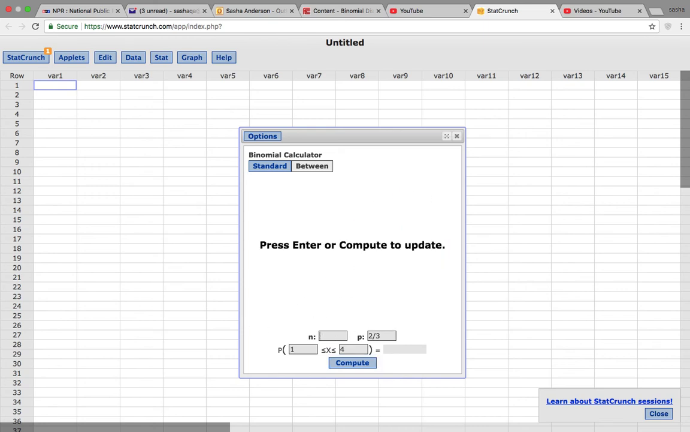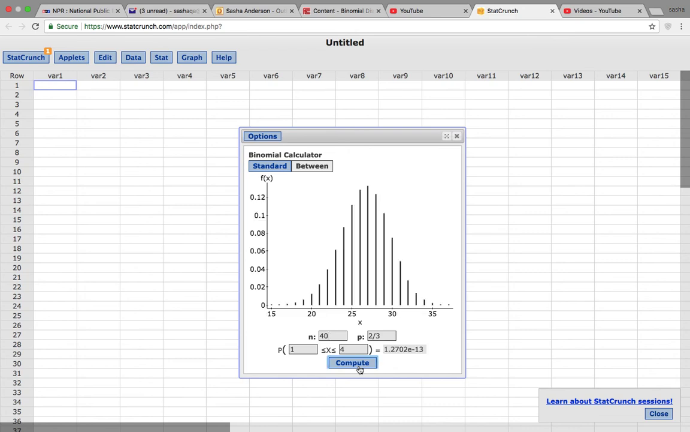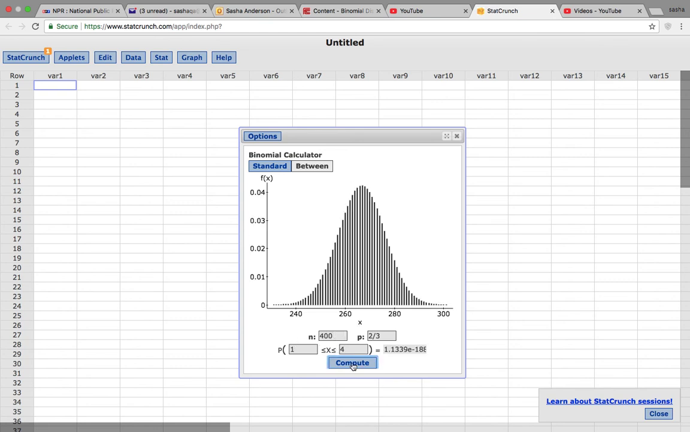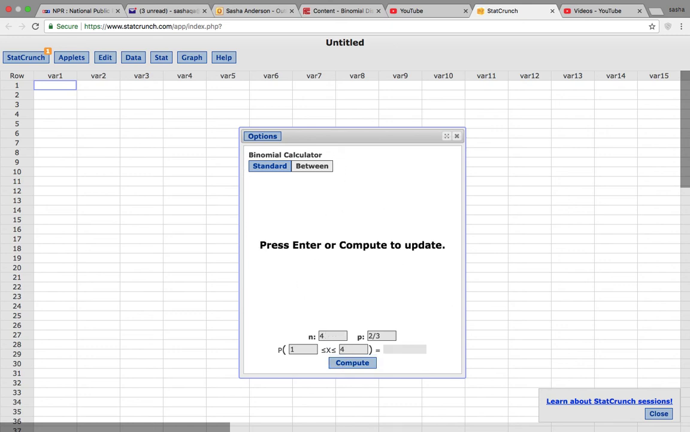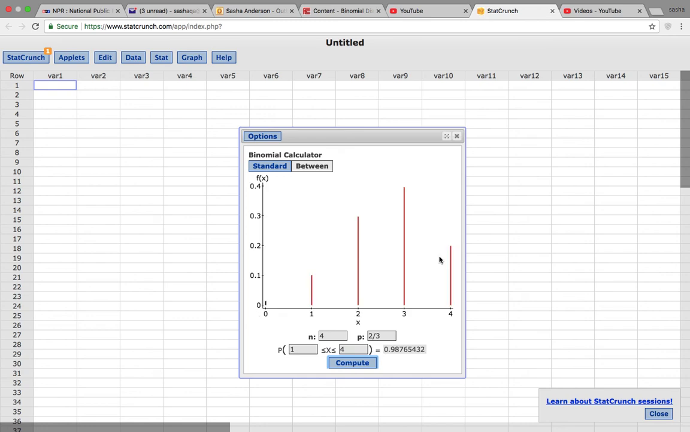Notice that now, obviously, we're not going to have 40 children, hopefully, but if you have 40 trials and the probability of each trial is 2/3, then you get a more and more normal curve here. If I do 400 trials and the probability of each trial is 2/3, you can see that we again have a much more normally distributed curve than if we just have 4. It's definitely left skewed.